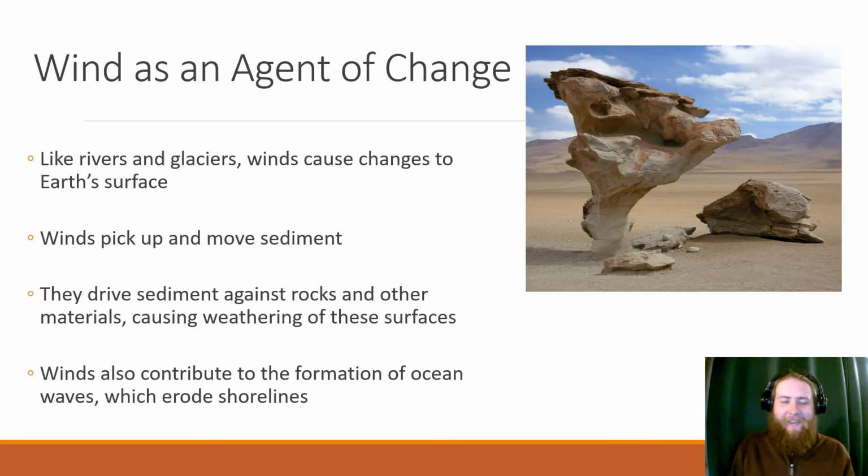So wind is an agent of change. Like rivers and glaciers, winds cause a lot of change to Earth's surface. They pick up and move sediment, they drive sediment against rocks and other materials, and they cause weathering of these surfaces. Winds also contribute to the formation of ocean waves, and these ocean waves themselves erode entire shorelines. So wind is a very big agent of change on the planet. It has a big effect on Earth's surface.